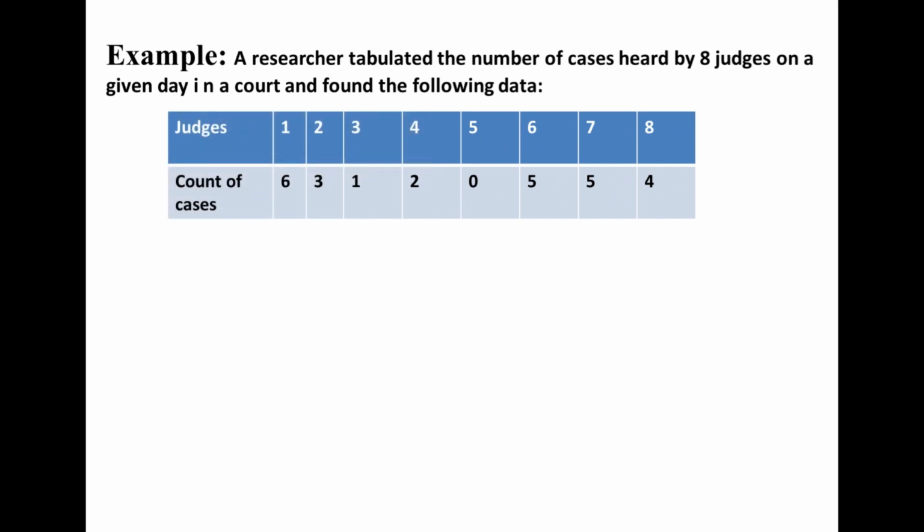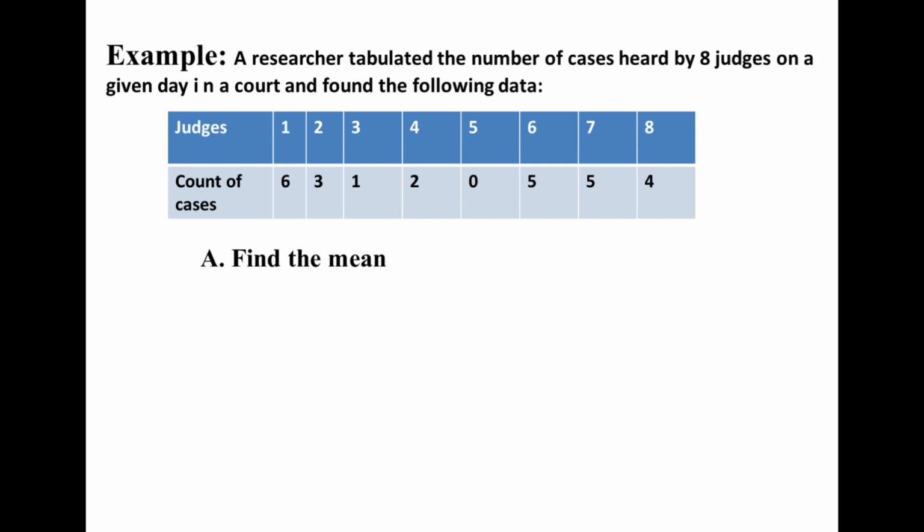Then let us see an example. A researcher tabulates the number of cases held by 8 judges on a given day in a court and found the following data. So in the first row there are 8 judges, and in the second row there are counts of cases, which are the corresponding frequencies of the judges.